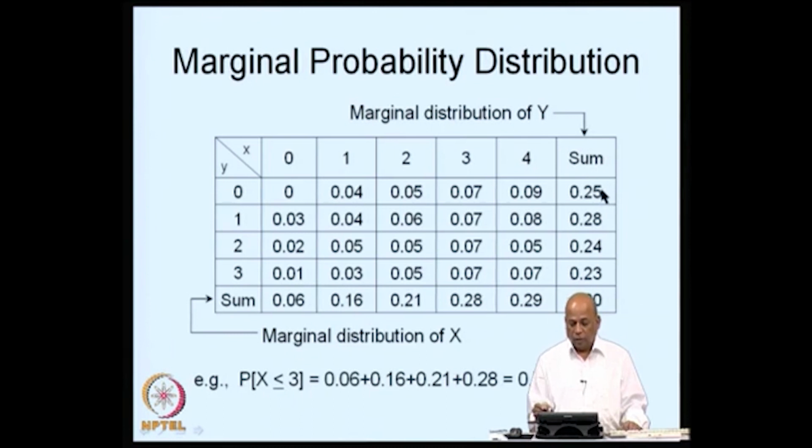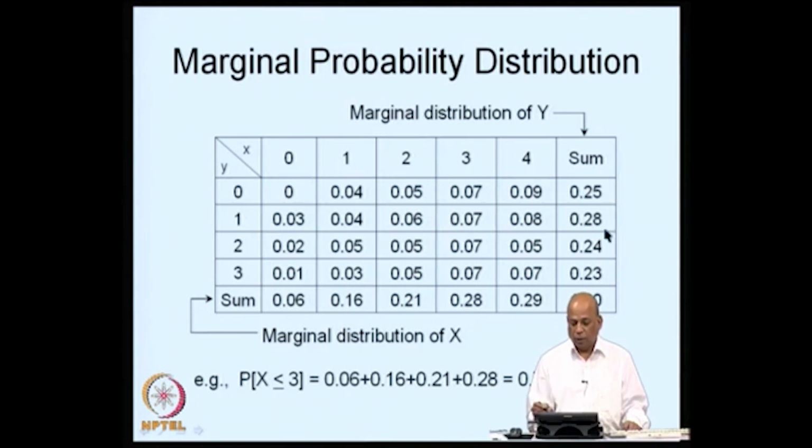What does this indicate now? This indicates the probability that y is equal to 0 and x is equal to 0, plus the probability that y is equal to 0 and x is equal to 1, plus the probability that y is equal to 0 and x is equal to 2 and so on. So, this number 0.25, which is the marginal sum of all these probabilities here, in fact indicates the probability of y being equal to 0 irrespective of the value of x.